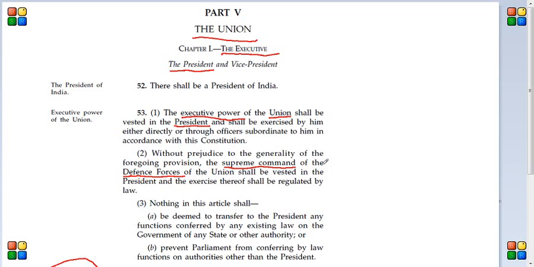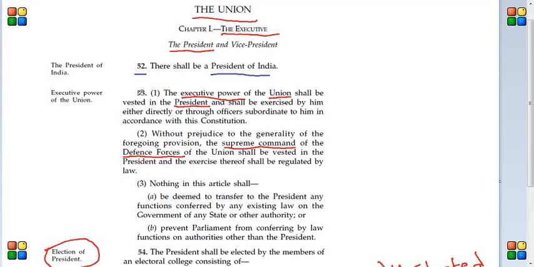Okay, let's talk about certain things today. It comes under the union, the executive, and the president. Let's start with Article 52. Article 52 says there shall be a president of India. That's it, nothing more.